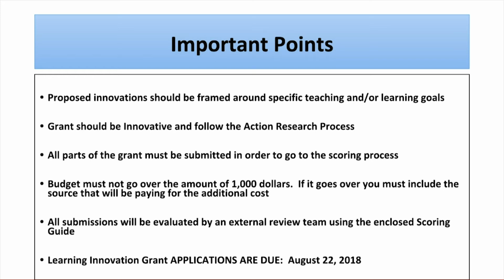Now, if it's going to take more, you can put that in there, but you have to include the source that will be paying for that additional cost. So if you put down that it's going to cost $2,000, you put $1,000 grant application. If your district's paying, put district will pay for this $1,000. Make sure you spell it out clearly because, like I said, last year there were 2 that were so good and they just got put to the side because they went over the budget, and that's one of the first things they look for.